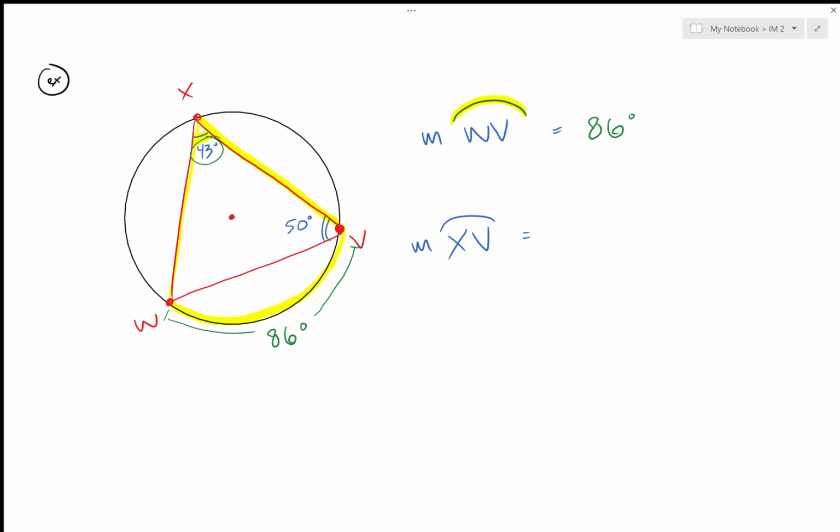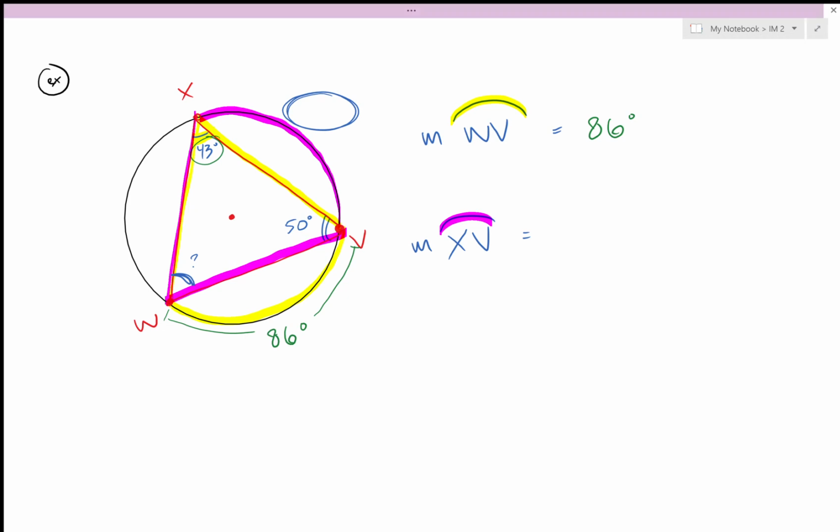All right, let's find something else. The measure of arc XV. So XV is this piece over here. I can trace it back in. This goes to W, this goes to W. So if I know what this is in here, I can double it and find out what this is out here, which I'm trying to find. Now I don't have the inside yet. So if I don't have the inside, let's look at other numbers that we haven't used.